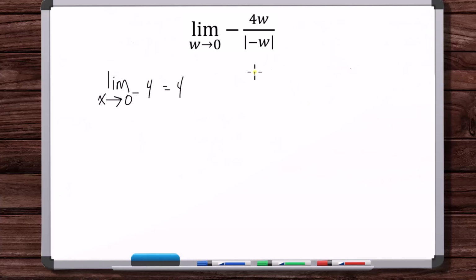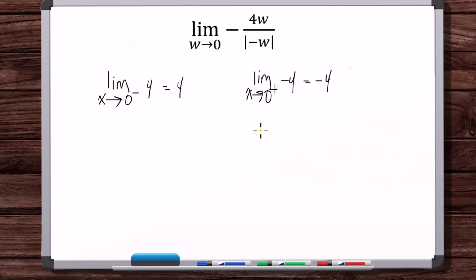Okay, great. Now let's do the limit as x approaches 0 from the right. So in this case, since w is always positive, with the minus out front, you always have a negative number inside this absolute value. So to remove the absolute value, we need to do this, minus w. So this simplifies to minus 4w over w. So we're just left with minus 4.